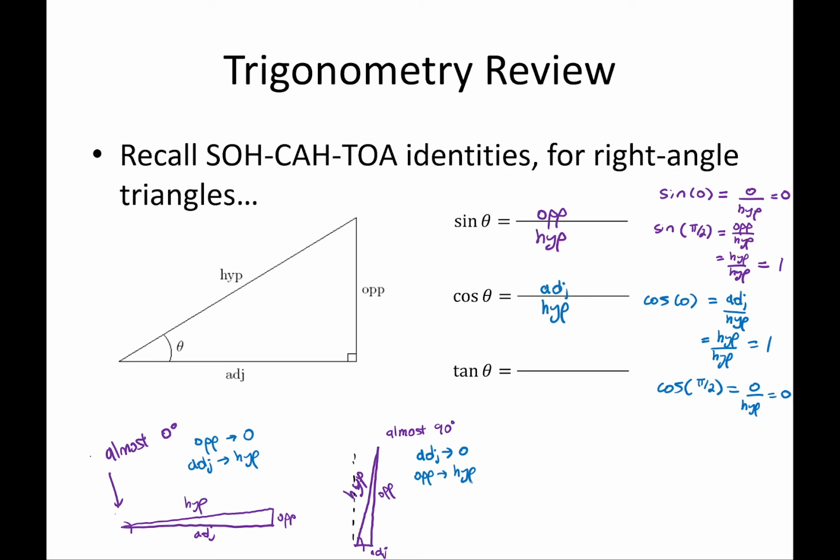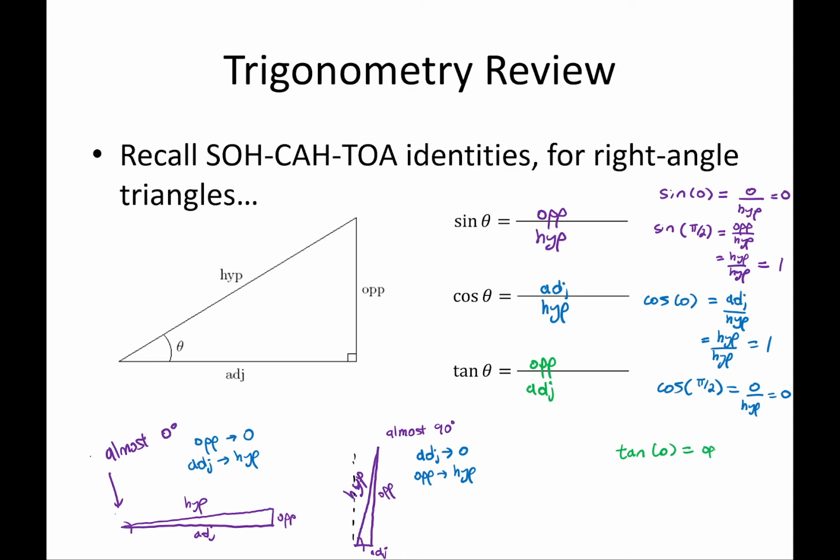Okay, now the last trig function, there's more trig functions than these three, but the last one for this intro is the tan function. Tan is defined as opposite over adjacent. And we can think about what happens if we plug a small angle into tan. So tan of 0. So we're going back to that first picture now.